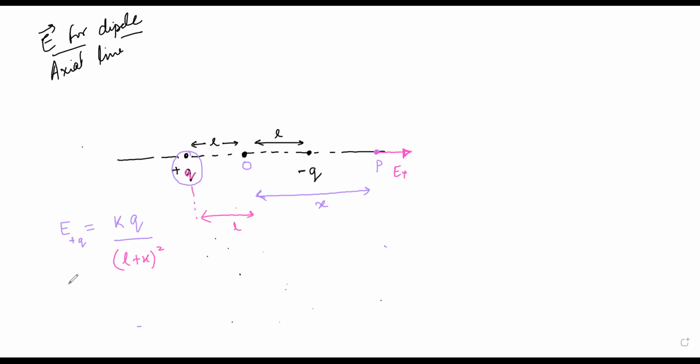What will be the electric field because of minus q? Because of this minus q, the electric field is going to be equal to kq upon, and how far is it from minus q? This much. Can I write this as (x minus L)? From here, it is x, and this much is L. So is this length not x minus L? Are you getting it, everyone?